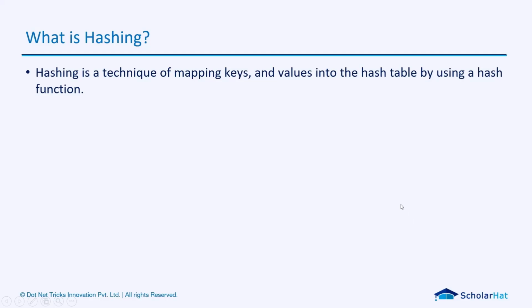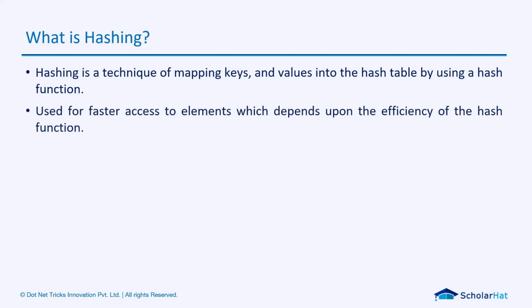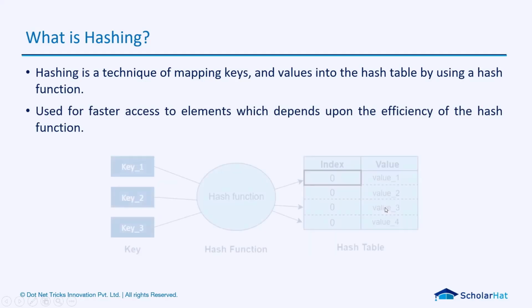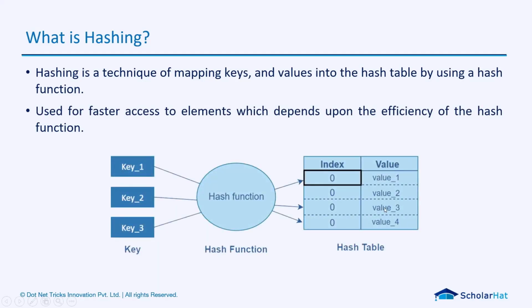problem using these techniques. If I use these techniques wherever, you will be able to see these lectures and understand each and everything. So hashing is a technique of mapping keys and values into a hash table by using a hashing function. It's used for faster access of elements, which depends upon the efficiency of the hash function. Hashing is the process of converting an object into a numerical value called a hash code. Hash codes are extensively used in various data structures and algorithms to improve efficiency and enable quick access and retrieval of data. That's why we use hashing.